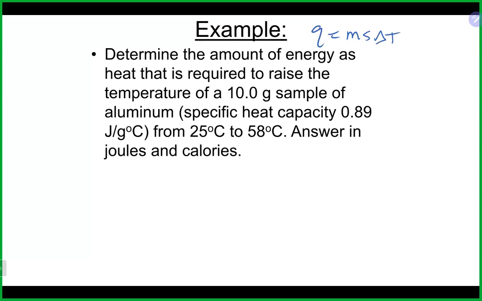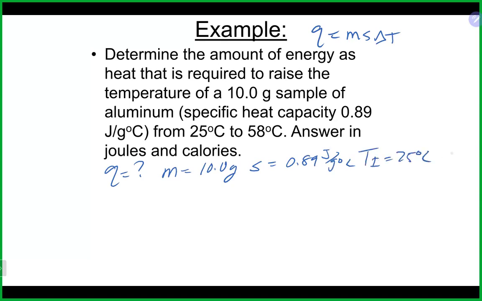So in this case, we are looking for Q. We do have the mass, which is 10 grams. We do have the specific heat capacity given to us at 0.89 joules per gram per degree Celsius. We have our initial temperature, 25 degrees Celsius, and our final temperature of 58 degrees Celsius. So we really have everything we need just to plug into our equation here.